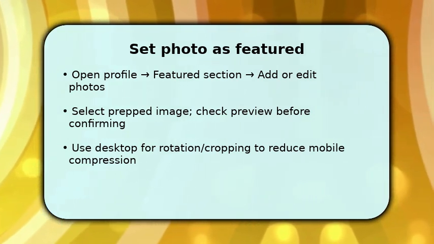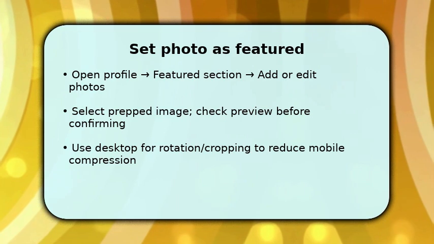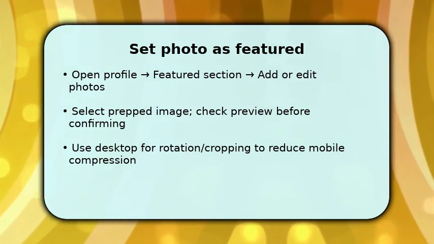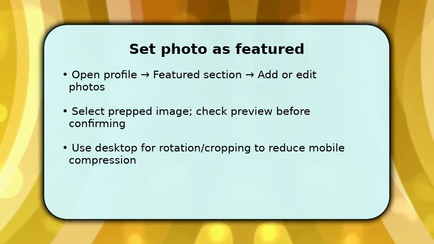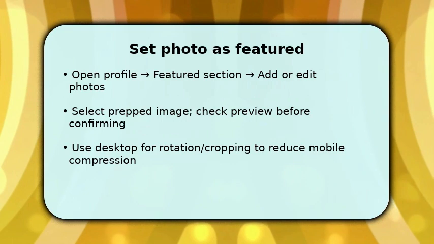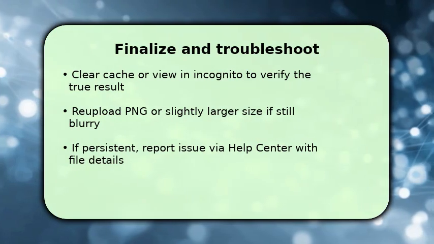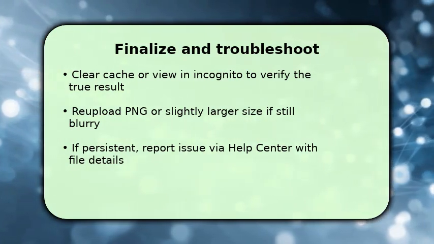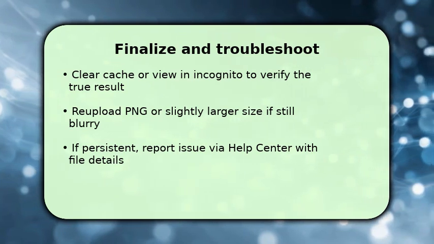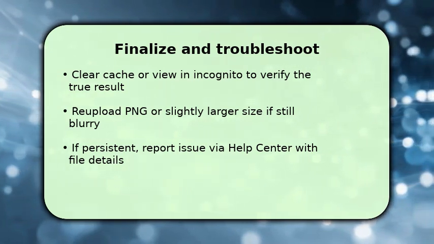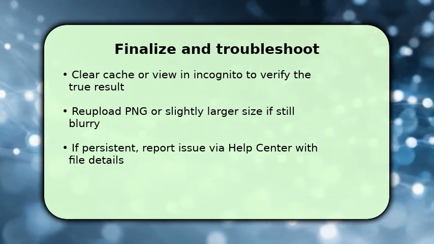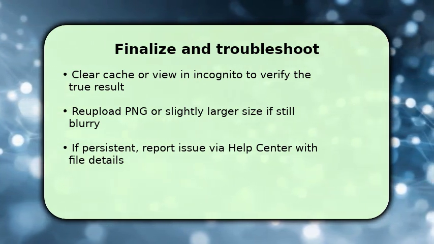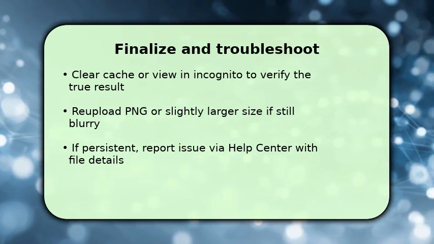Once positioned, save and wait for the page to fully refresh to ensure the new image is baked into the cache correctly. Finally, confirm your featured photo is sharp by clearing your browser cache or viewing in an incognito window. You want to see the actual served image, not a cached version. If it still appears blurry, re-export at a slightly larger size or switch to PNG and reupload. Small size increases often bypass Facebook's heavy downscaling.